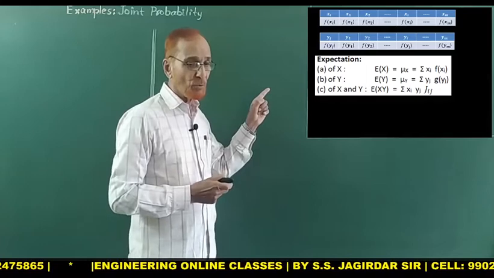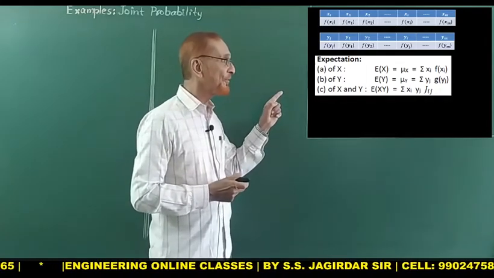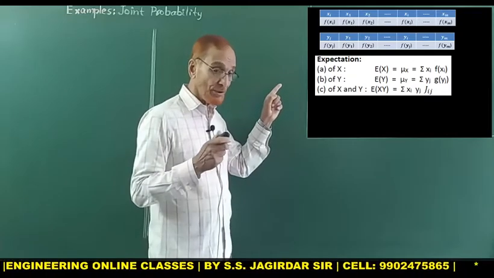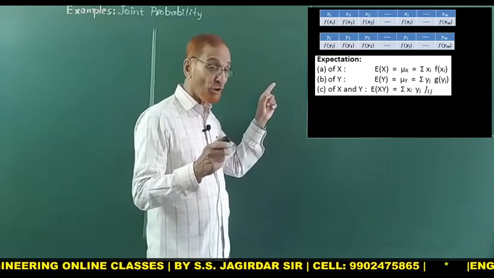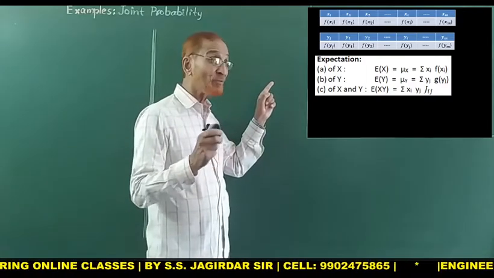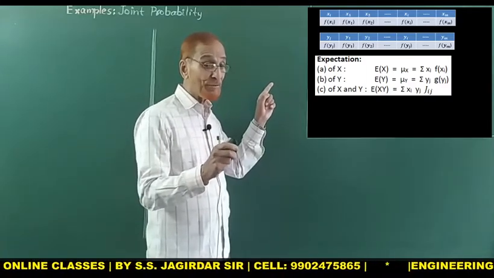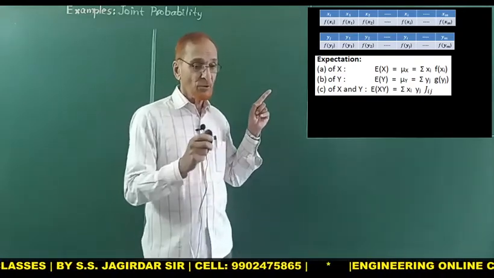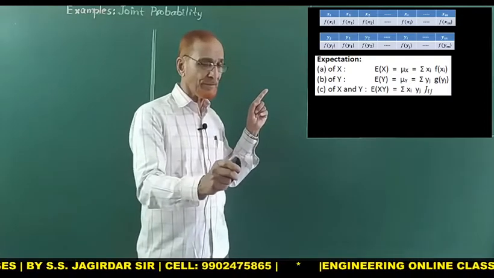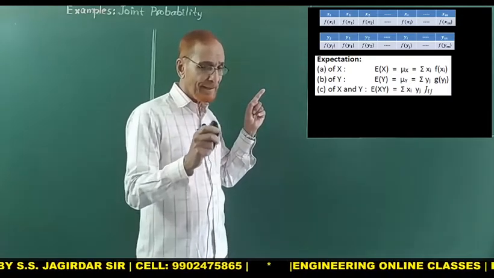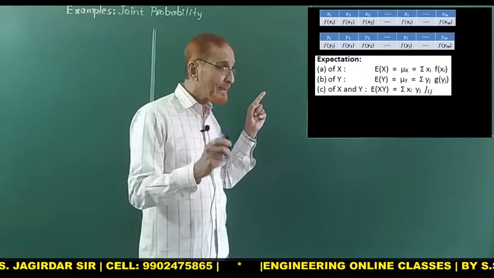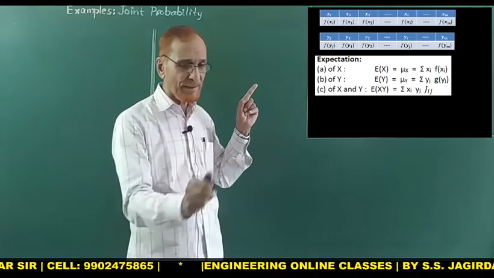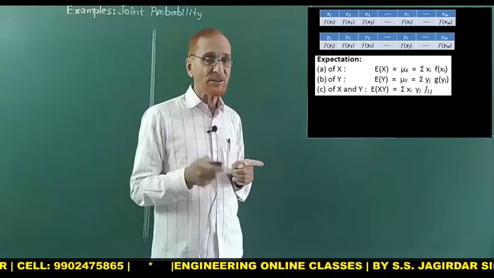When you come to the third one, expectation of xy, I am just giving you a caution: when you write E(xy), no comma is put between x and y. You can observe this in the slide. Its formula is sigma xi, sigma yj, xi yj Jij. This way you can calculate it.